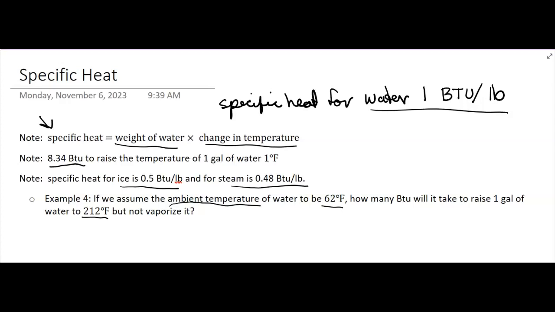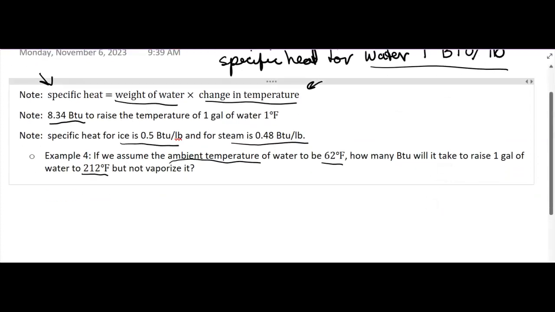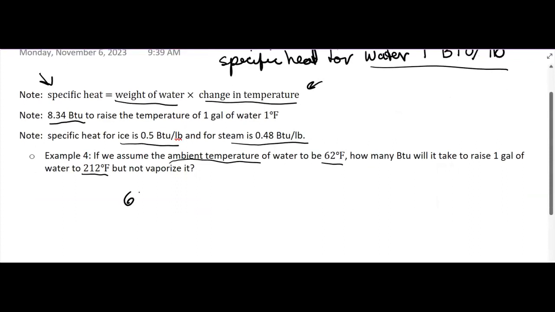We're going to have to figure out the change in temperature so we can use this formula. We're starting at 62 degrees, but the water is going to go up to 212. So what we want to know is the difference between 212 degrees and 62 degrees. So you do that subtraction problem. We're raising the temperature 150 degrees Fahrenheit for the water. And we want to know how many BTU it's going to take to do that for 1 gallon.